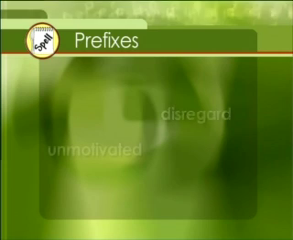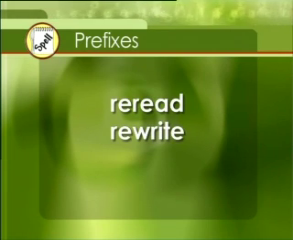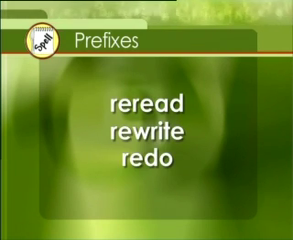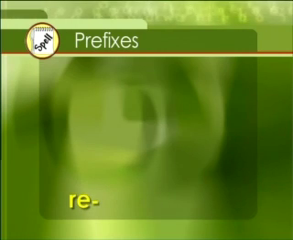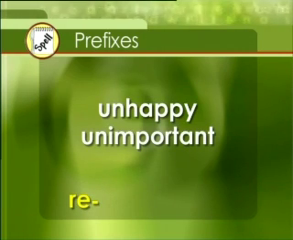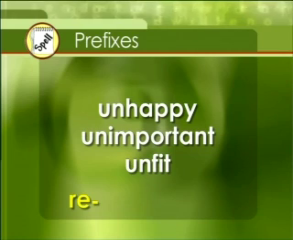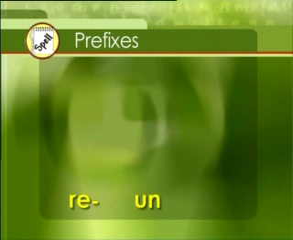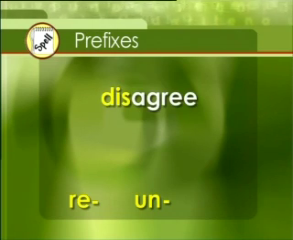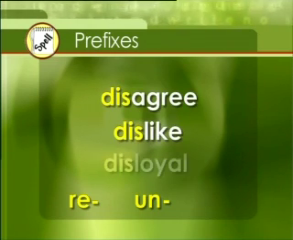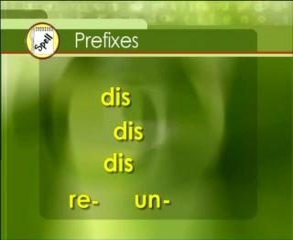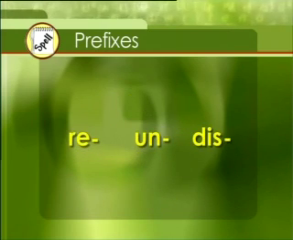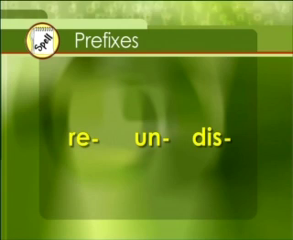We can see that the words reread, rewrite, redo all begin with the prefix re. The words unhappy, unimportant and unfit begin with the prefix un. And we can also see the prefix dis at the start of the words disagree, dislike and disloyal. These groups of letters, re, un and dis, are called prefixes.